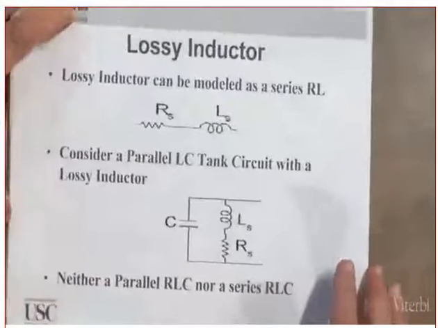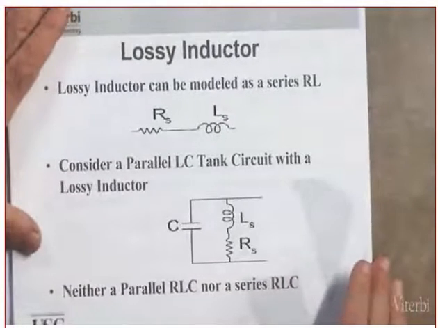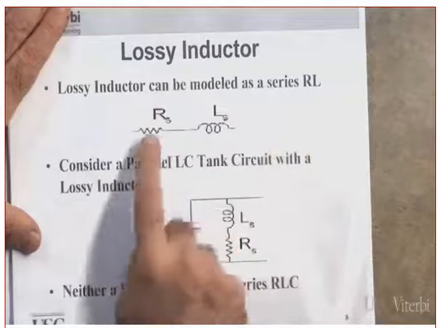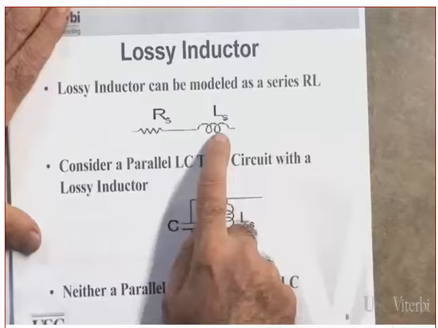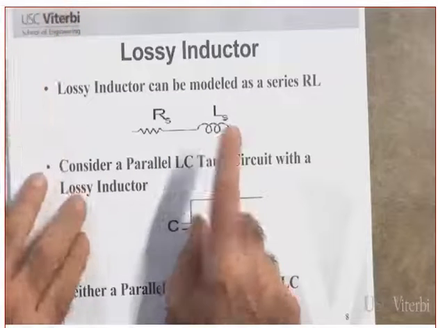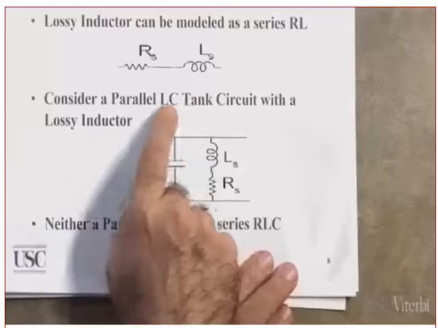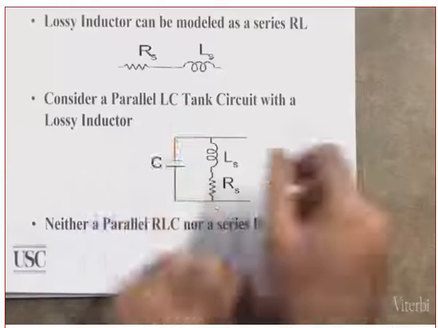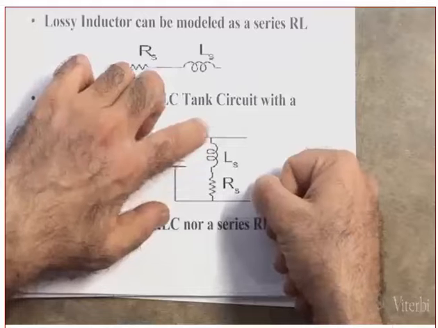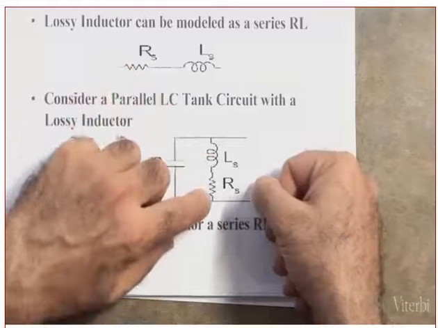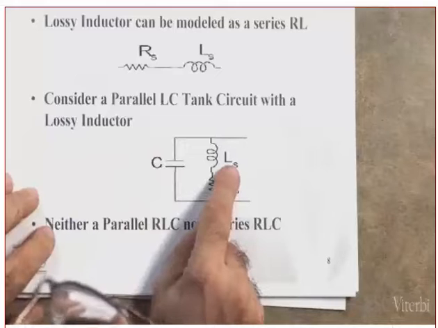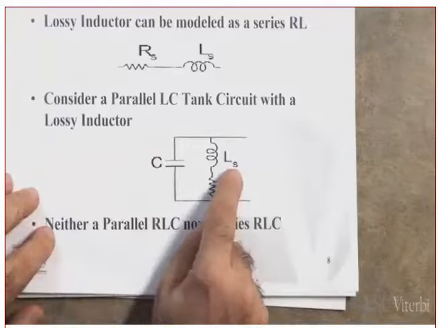One more thing before we leave this one. How do we model a lossy inductor or a lossy capacitor? A lossy inductor can be modeled by a series of R and L. Clear? Okay. So if we have a tank circuit, an LC circuit, in reality we have a capacitor in parallel with an inductor plus a resistor. Do you understand what the S stands for? This S is series.